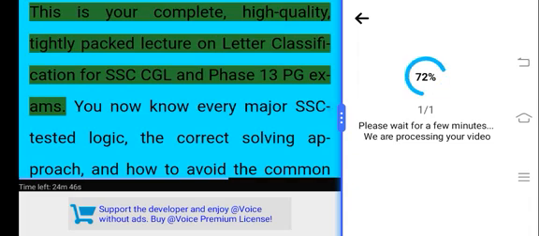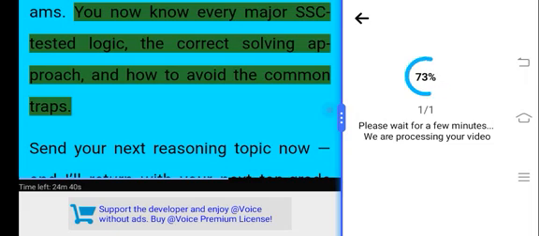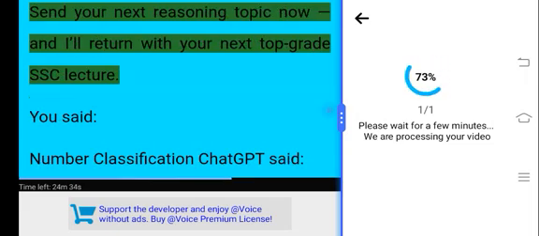This is your complete, high-quality, tightly packed lecture on letter classification for SSC CGL and Phase 13 PG exams. You now know every major SSC-tested logic, the correct solving approach, and how to avoid the common traps. Send your next reasoning topic now, and I'll return with your next top-grade SSC lecture.